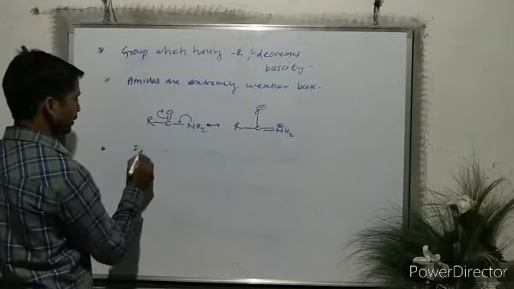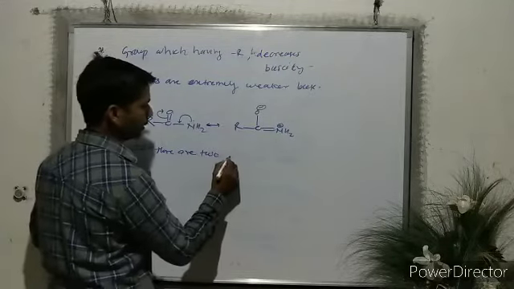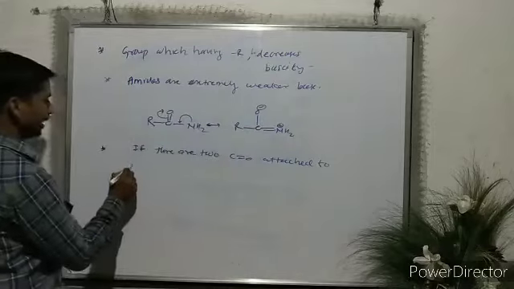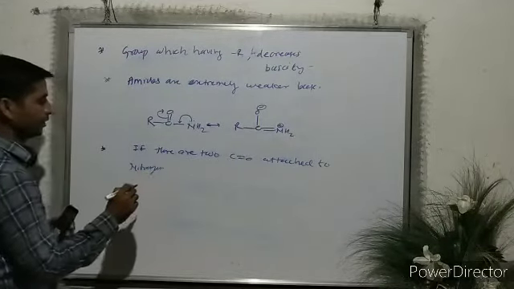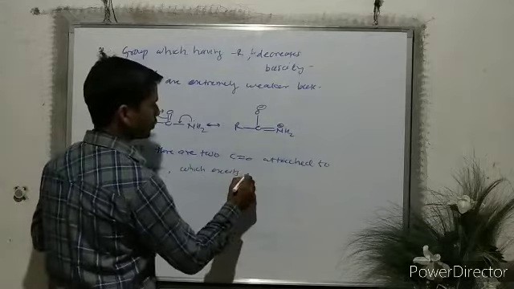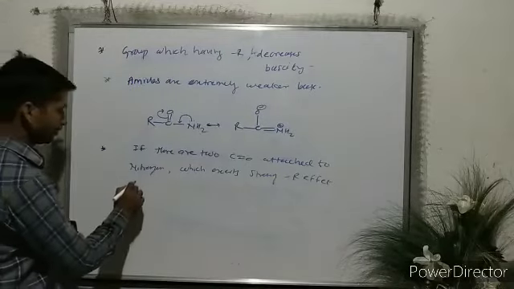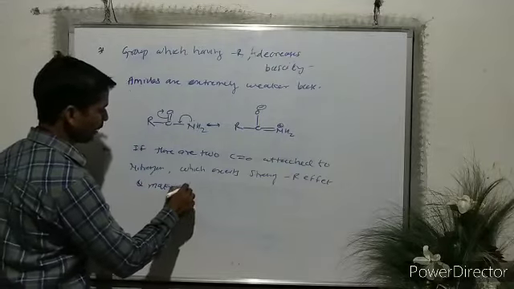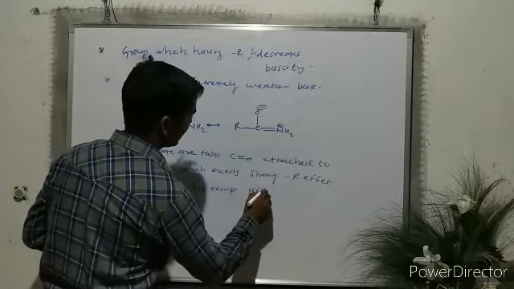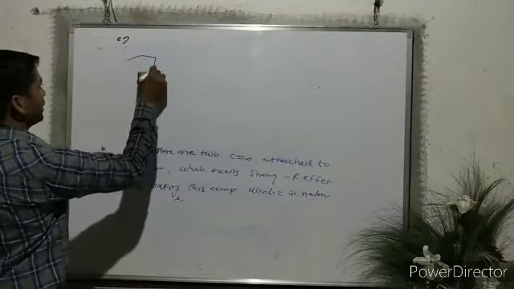Okay, if there are two carbonyl groups attached to nitrogen, which exert a strong minus R effect, they make this compound acidic in nature. For example, thalimide.